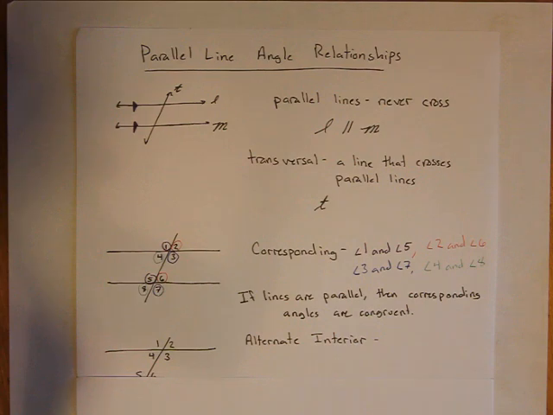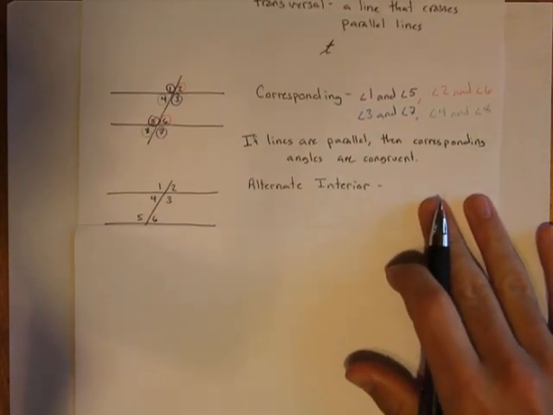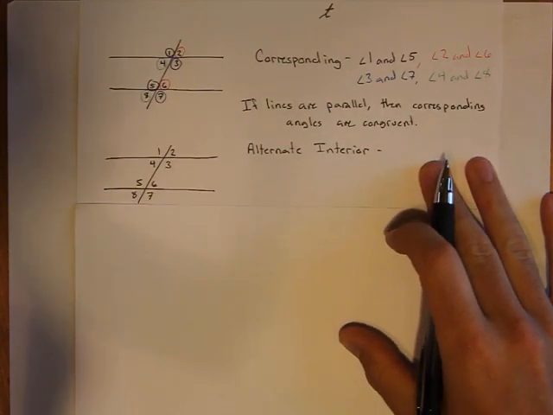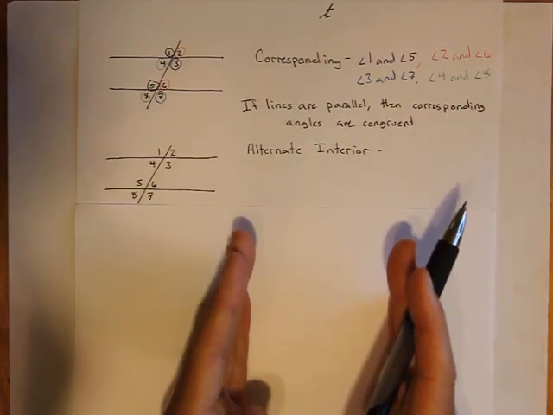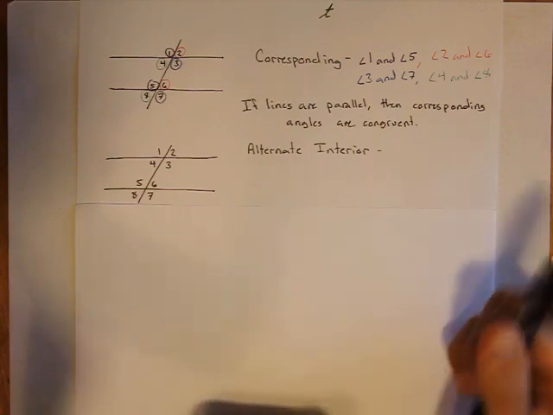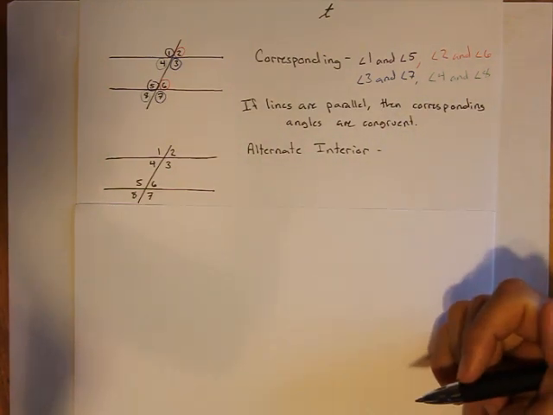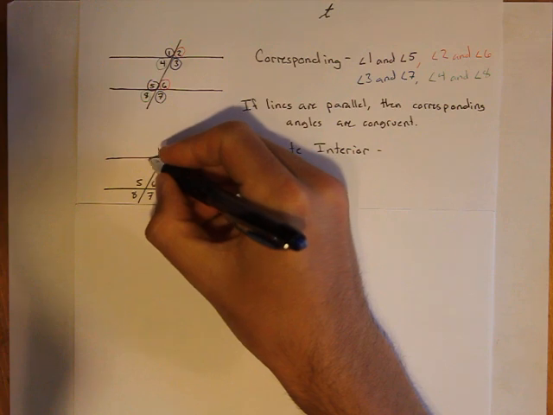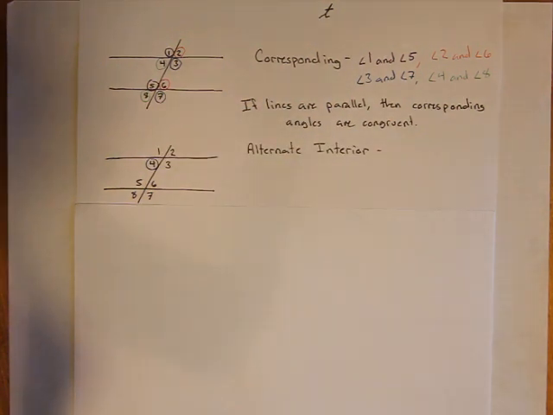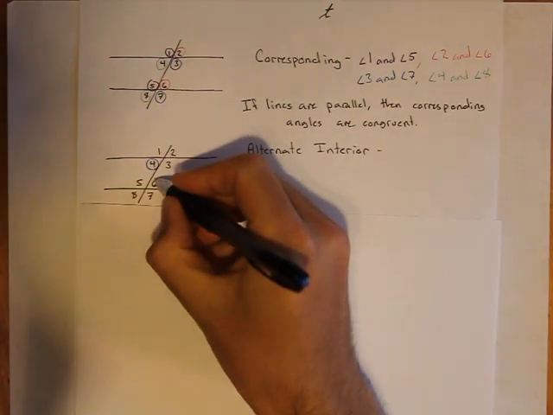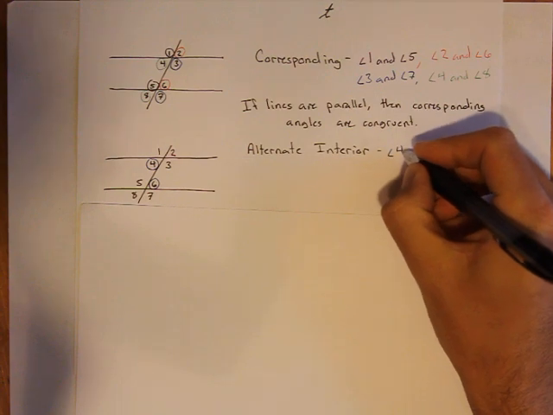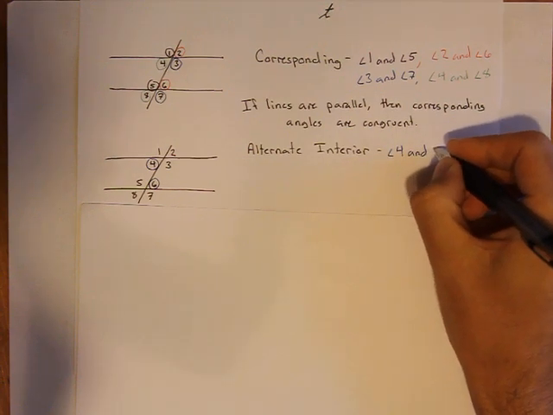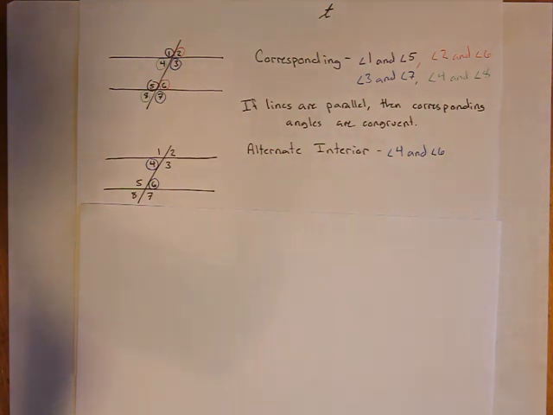Okay? Now in addition to corresponding, we have a few other angle relationships. So let's take a look at the following. I could have what's called alternate interior angles. And here's what I want you to think about. Alternate, opposite sides of the transversal. Interior, inside the parallel lines. So if I start with angle 4, which is inside my parallel lines, and I need to get on the opposite side of the transversal, I'm going to move over here to angle 6. So I would have angle 4 and angle 6. Right?